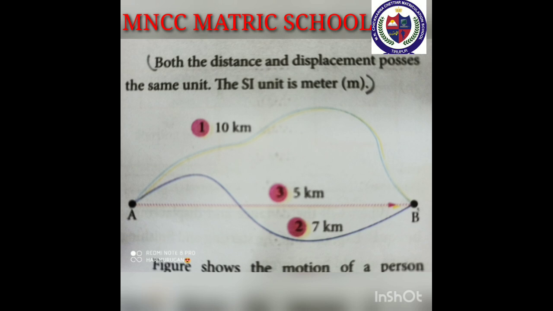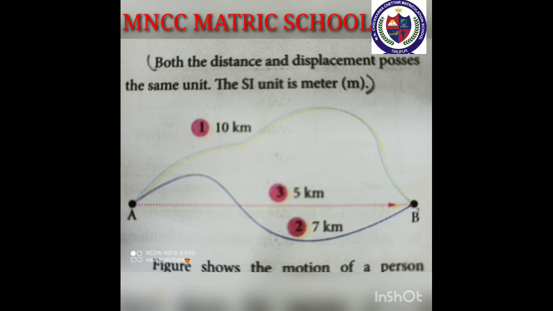The total length of the path taken by an object to reach one place from the other is called distance. What is displacement? The shortest distance from the initial to the final position of an object. Both distance and displacement possess the same unit. The SI unit is meter.